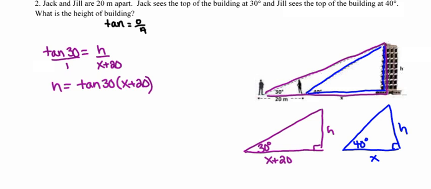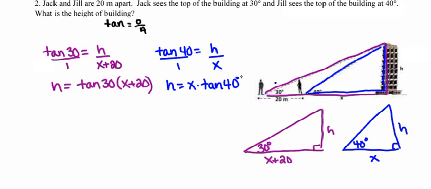So now I'm going to take a look at what I've got going on in that second blue triangle. When I set up my trig ratio in this triangle, tangent of 40 degrees is equal to the leg that's opposite, h, over the leg that's adjacent, x. And again, I'm going to employ that strategy of cross multiplication. So h is now equal to x times the tangent of 40 degrees.